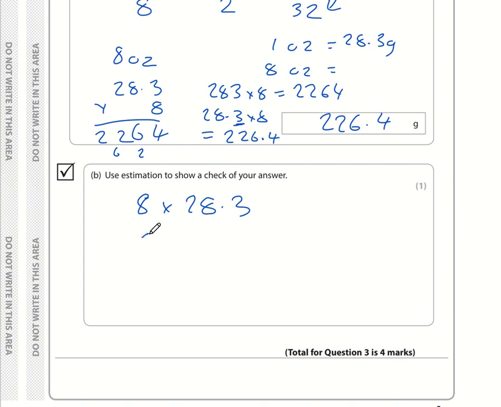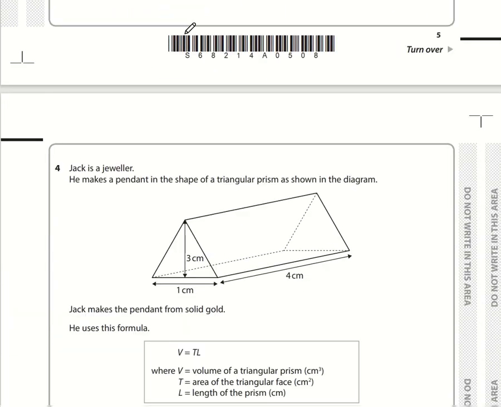Let's just round 28.3, that is approximately 30. So what is 8 times 30? Well, 8 times 3, 8, 16, 24, and put the 0 in. So 240 is 8 times 30, and we got an answer of 226.4, which isn't a million miles away, so we know we've got the question right. Okay, and on to question number 4.